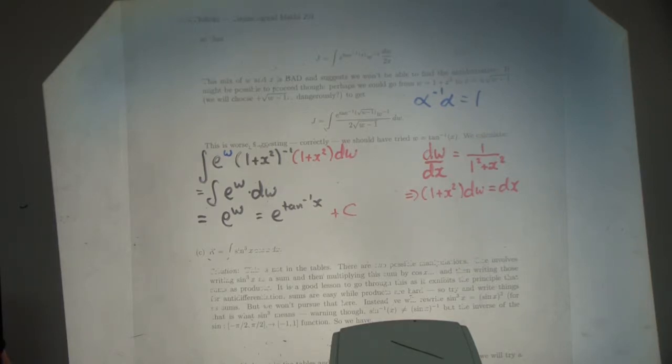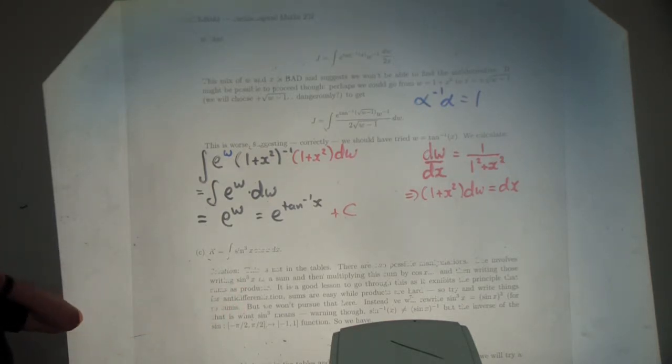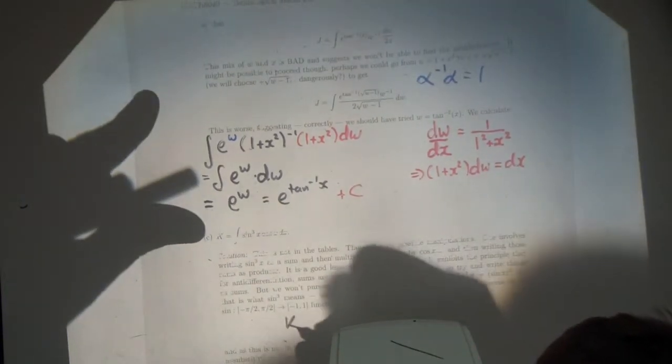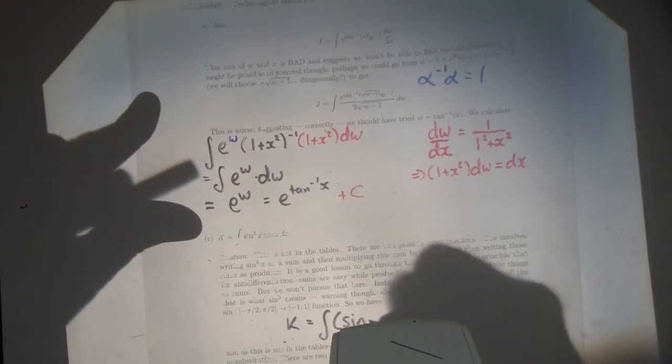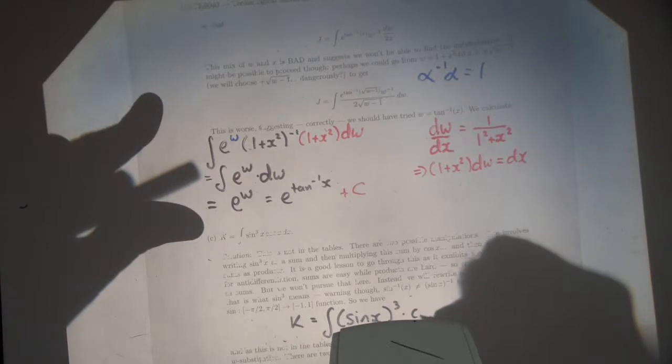Okay, there are 2 possible manipulations. One of them is you can write sine cubed x as a sum, but you don't know that one, so it doesn't matter. We won't do that. Instead, we'll rewrite the sine cubed. So what we're looking at is actually this integral, the antiderivative of sine of x cubed by cos of x dx.